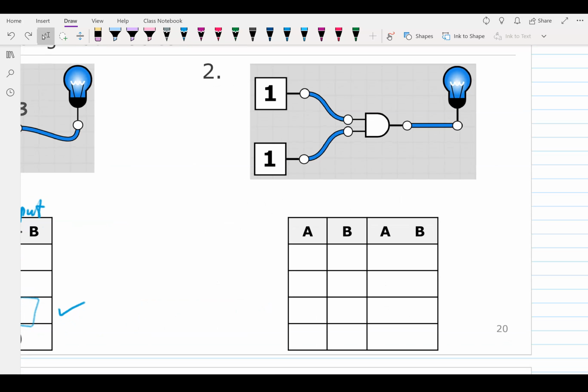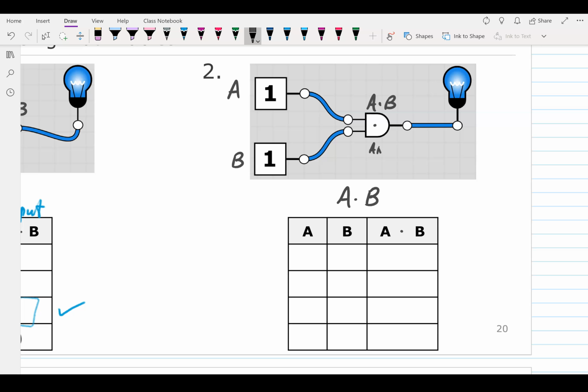Once again, pause the video, see if you can get this one. What I say is A and B in the beginning. This looks like an AND gate to me, which is a dot. A and B with a dot in the center, A times B. My truth table then, or my expression, will be the expression for A times B, or the table for A times B, also known as AND.